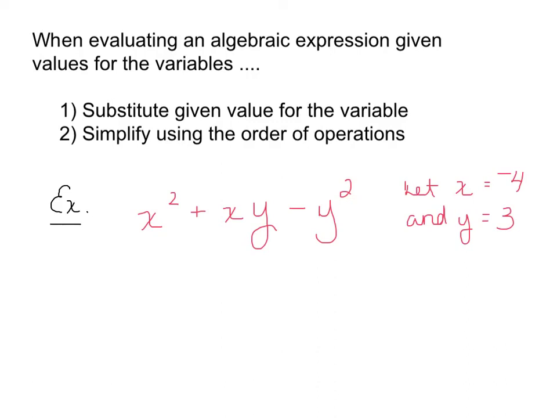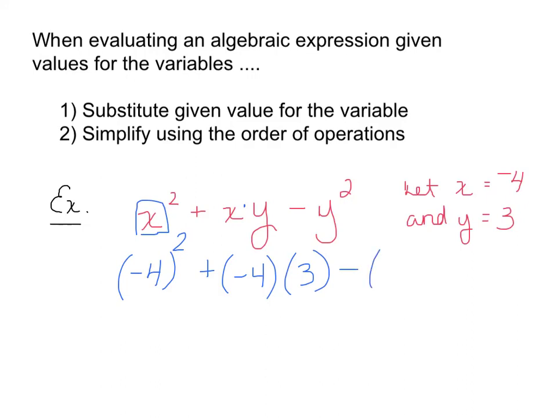So if x equals negative 4, in the place of x, I'm going to put negative 4. You always want to assume that that value is in parentheses, then being squared, plus x, which is negative 4, times y. Remember there's an unwritten multiplication, so times 3, minus, and then in parentheses, y equals 3, so it would be 3 squared. Then you're going to simplify given the order of operations.